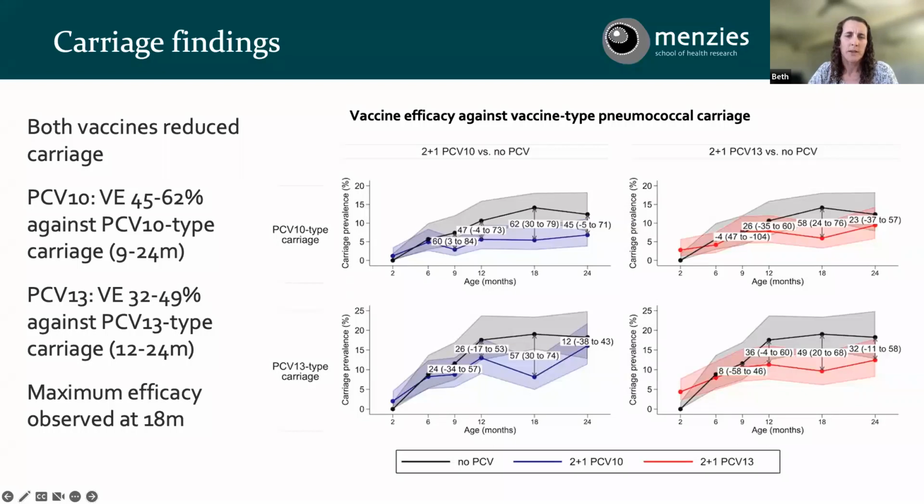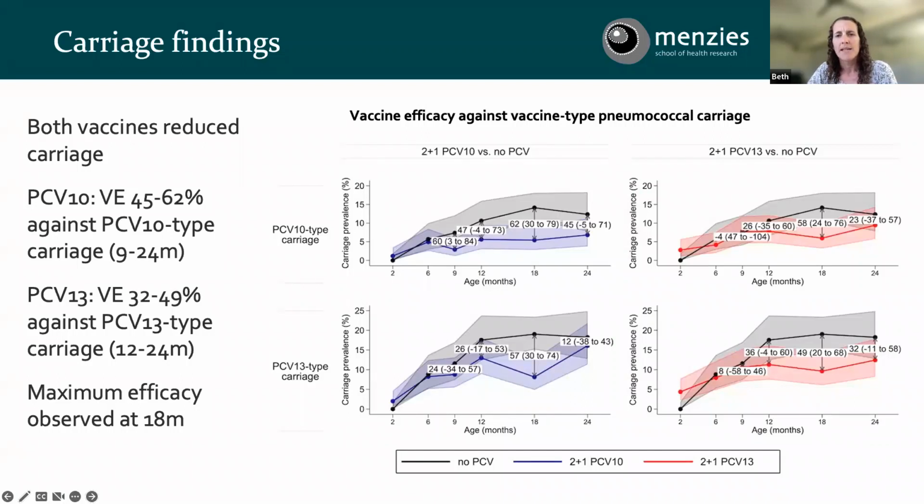The left column with the blue lines shows PCV10 in blue, and the right is PCV13 in red, with the black lines showing the unvaccinated control group. The top row represents PCV10 type carriage, and the bottom row shows PCV13 type carriage.